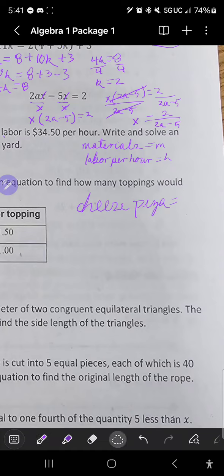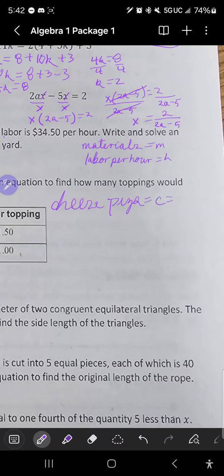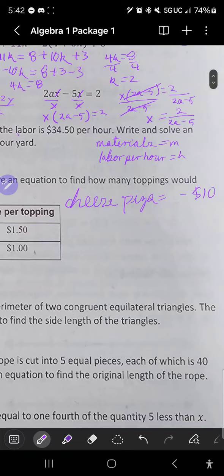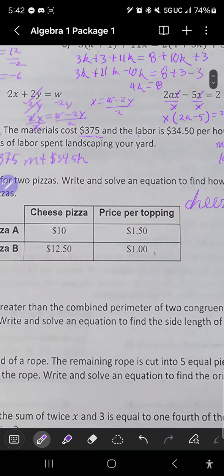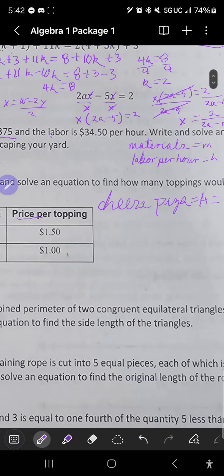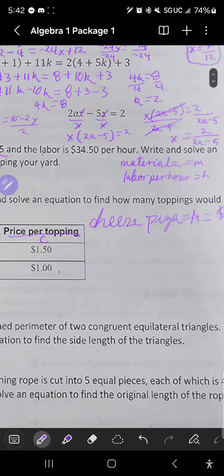I give it a variable first. Cheese pizza, I just put C. C is equal $10. And they already have a value. Let me continue with the value of the exercise. Now I have that the price per topping of this cheese pizza is equal to 150. So I give this a value of C. Oh, I'm sorry, I read it wrong. Okay, I'll start again.